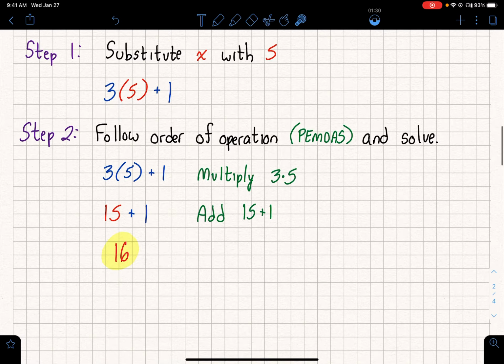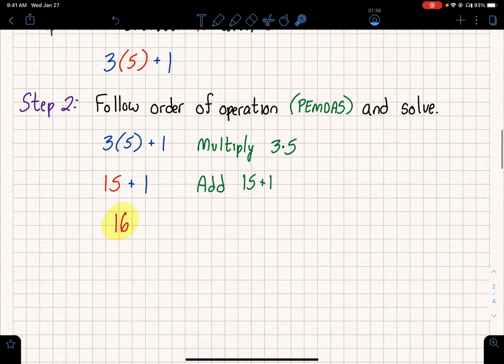Once we substitute x with the number 5, we are going to use the order of operations, PEMDAS here, to solve for our number. So first, we start with, according to PEMDAS, multiplication. So we do the 3 times 5 here, and that gives us 15. Then lastly, we add our 1 at the end, and we get our solution of 16.